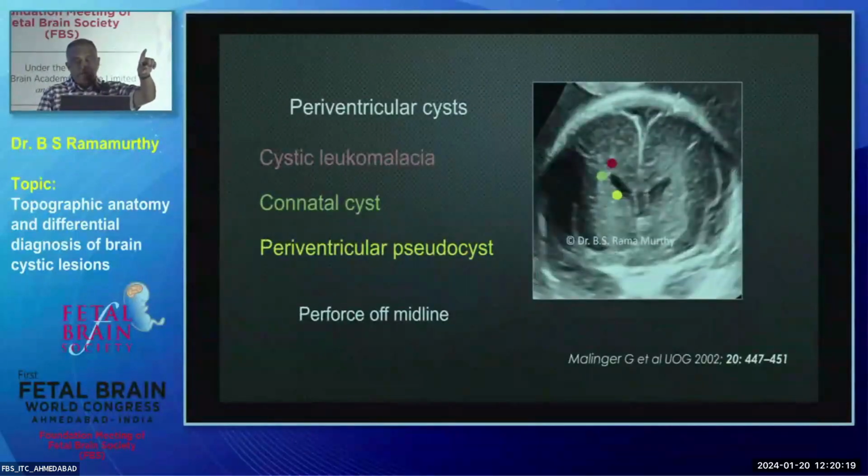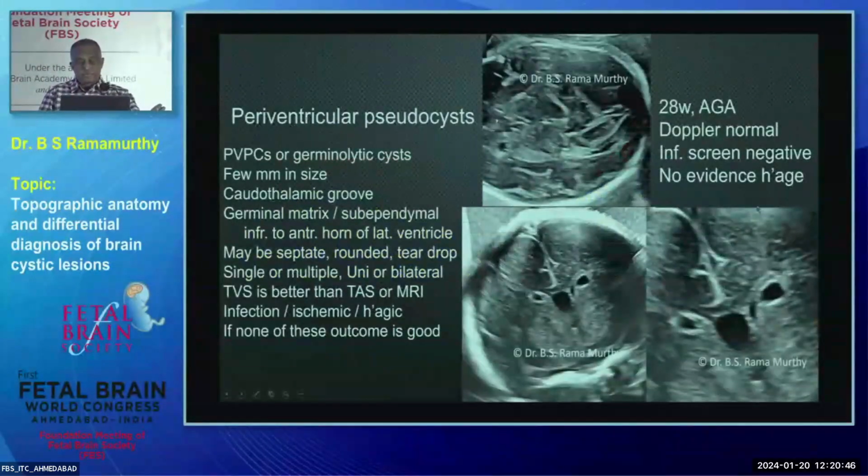Malinga's paper, way back, even today helps us and guides us on what to say to the patient when you see an intraparenchymal cyst in relation to a ventricle, as depicted by these colorful dots over here. Cystic leukomalacia if the cysts are above the ventricle, a coenatal cyst if it's at the angle of the ventricle, and a periventricular pseudocyst if it's under the lateral ventricle. We'll quickly go through some examples.